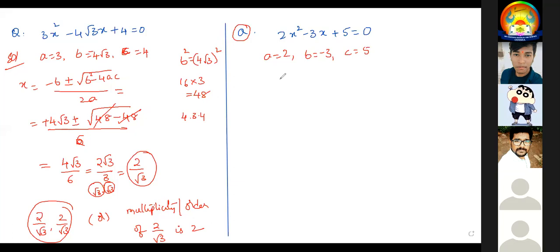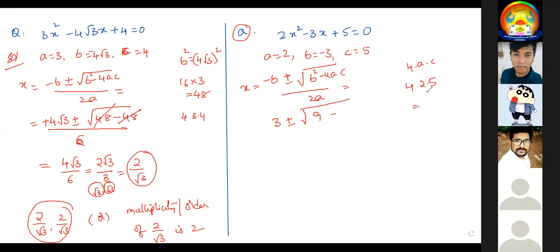It's my request. So x is equal to minus b plus or minus root over b square minus 4ac by 2a. Now substitute the values. Minus b is 3, plus or minus root over 9 minus 4ac. 4 into a, value? Sir, b is minus 3. Minus 3 plus minus 2. How much is this value?